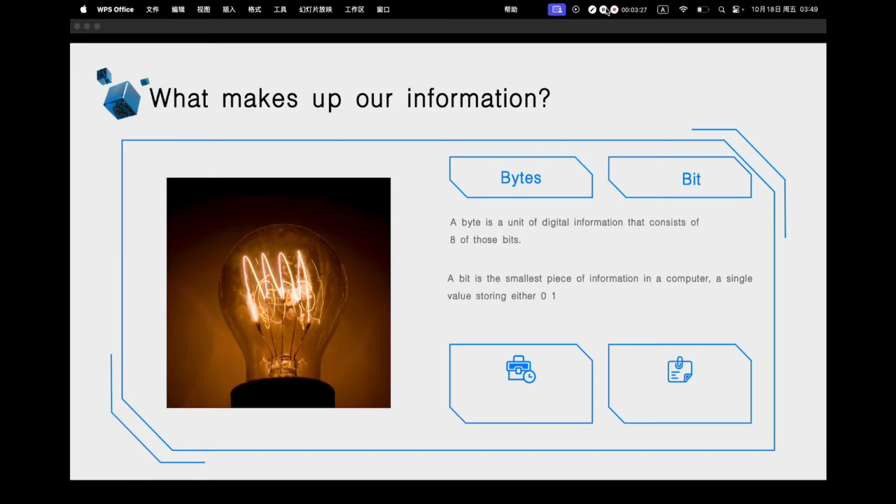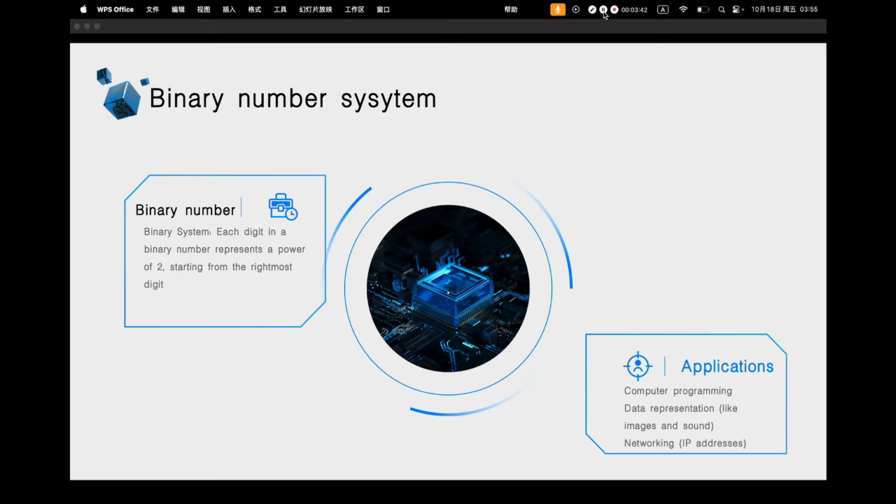So for example, 1 0 1 1 1 0 0 1 is an example of a byte because it contains eight individual bits, which are ones or zeros. Okay, now we're on our next step, which is the binary number system. A binary number system is when each digit in the binary number represents a power of 2, starting from the rightmost digit. So let me show an example.